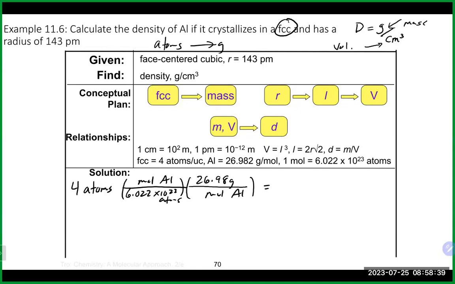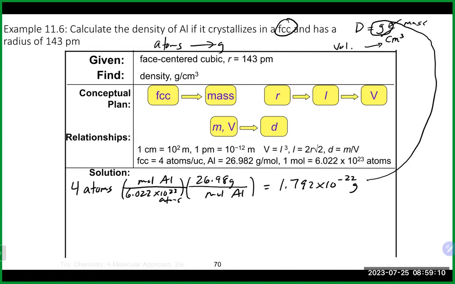And that will give me, here, 4 times 26.98 divided by Avogadro's number, using our exponent button, gets me 1.792 times 10 to the minus 22 grams. So what I just did there is pretty much the top part of density. I basically figured out the grams part, to go from atoms to grams. Any questions on that part?